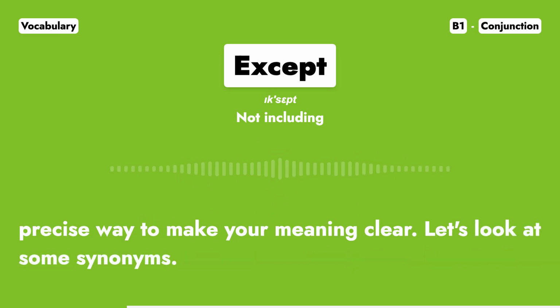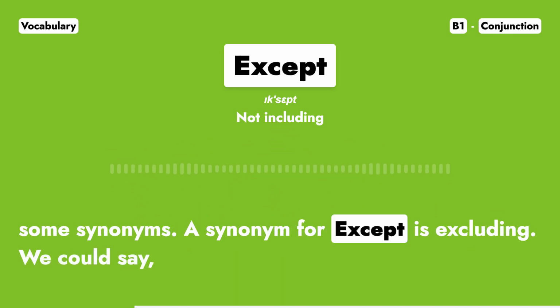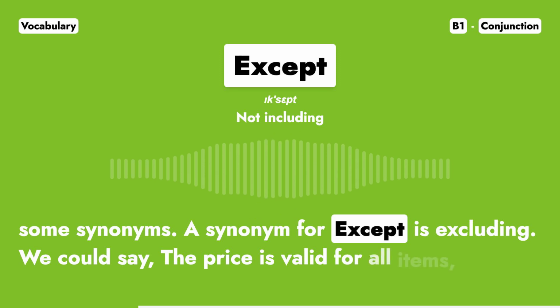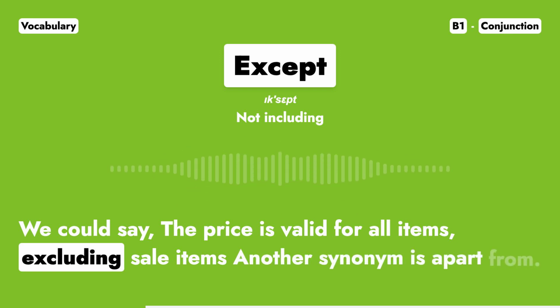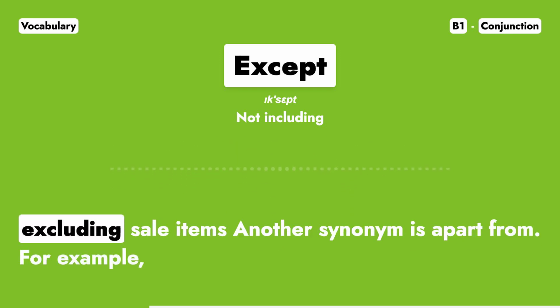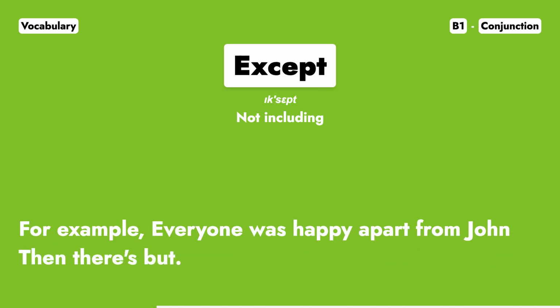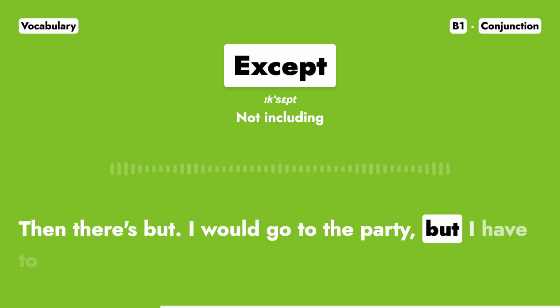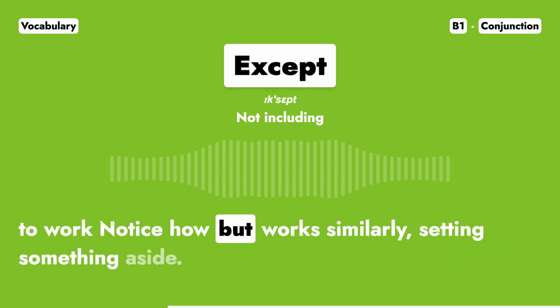Let's look at some synonyms. A synonym for accept is excluding. We could say, the price is valid for all items, excluding sale items. Another synonym is apart from. For example, everyone was happy apart from John. Then there's but. I would go to the party, but I have to work. Notice how but works similarly, setting something aside.